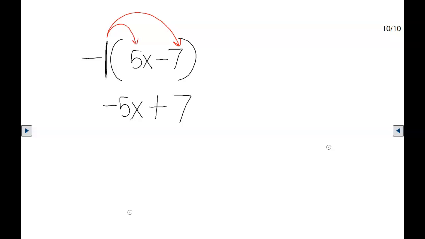So watch out for those invisible 1s. Anytime you're looking at one of these problems and you're not seeing that number sitting there, you can add those invisible 1s. All right, that is a quick review of the distributive property. You take that number outside that's being multiplied by your group, and you multiply it by each member of the group. If you have any questions, certainly let me know.